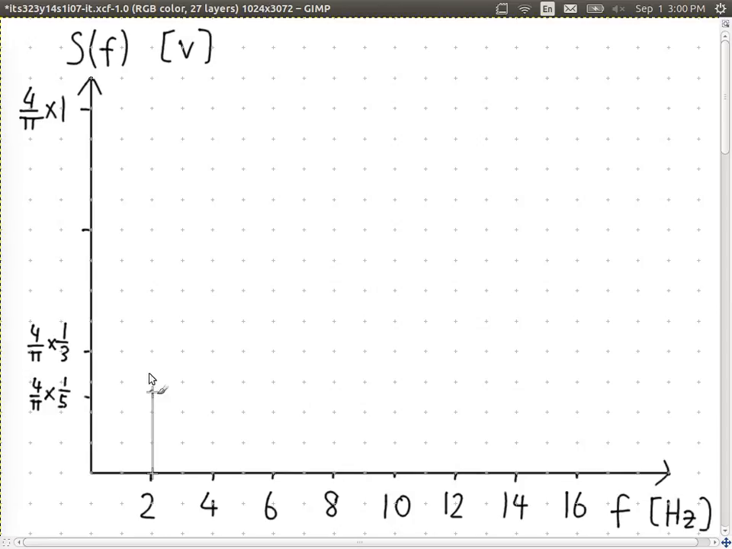At 2 hertz, the peak amplitude went up to 4 on pi. At 6 hertz, 1/3 4 on pi. And at 10 hertz, up to 1/5 4 on pi. That's it. There's the plot. Just three impulses.